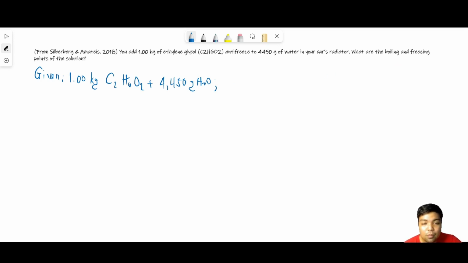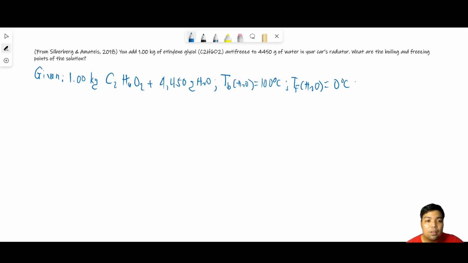So, we'll just write them. Since we are looking for the boiling point and freezing point of the solution, we need the boiling point of pure water, which we know is 100 degrees centigrade. And the freezing point of pure water is 0, sorry about that guys, 0 degrees centigrade.